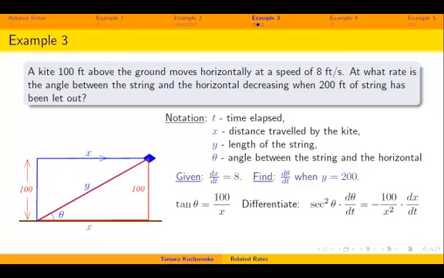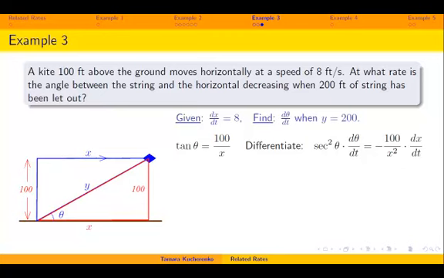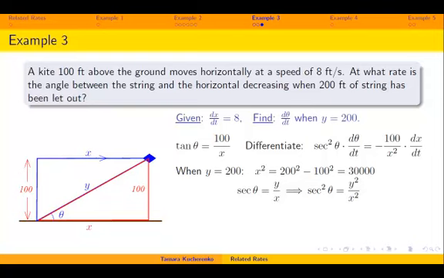Now we need to use the given data to find the unknown derivative, d theta dt. We use the red triangle with y equals 200. Then by Pythagorean theorem, x squared equals 200 squared minus 100 squared equals 30,000. Also, since secant theta is y divided by x, secant squared theta is y squared divided by x squared equals 40,000 divided by 30,000 equals 4/3.